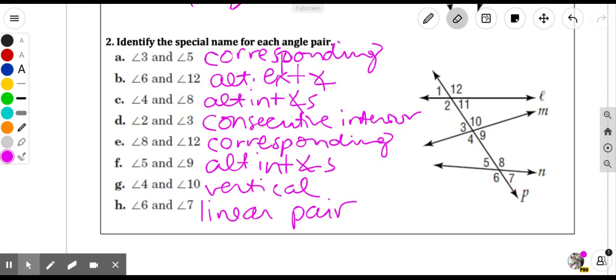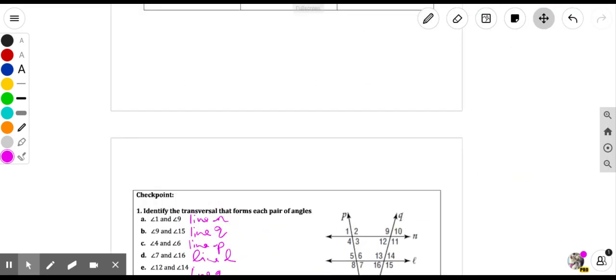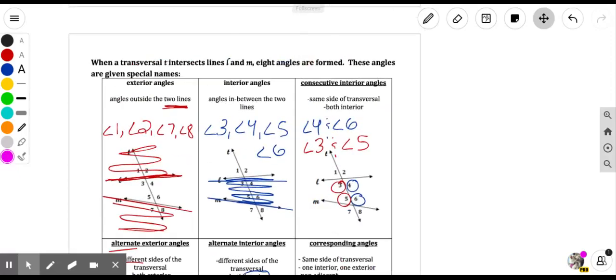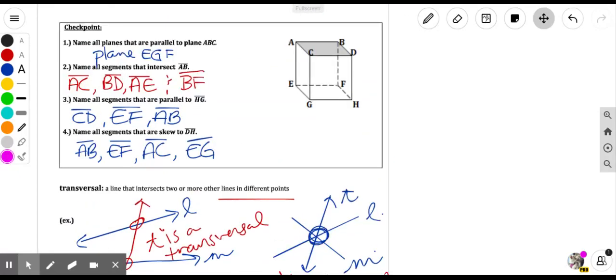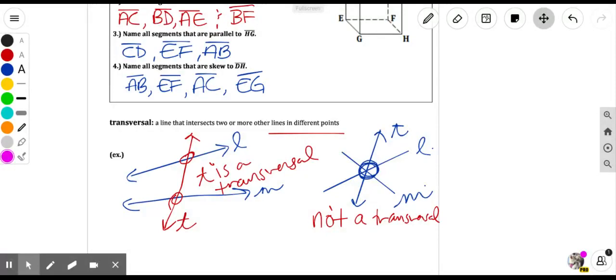So that's that. Your practice for today is going to be just like this. And this part here, identifying the transversal, and way up here, identifying parallel and skew and all of that. So please let me know if you have questions. I hope that this is easy. And then next time we'll talk about what happens when the lines are parallel that create these angles and what relationships are true.